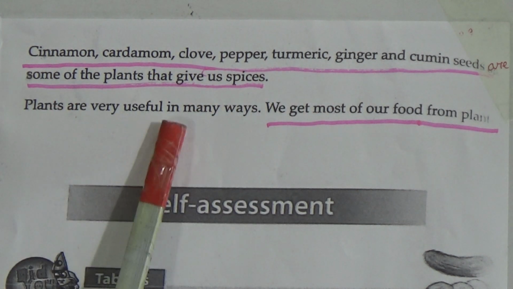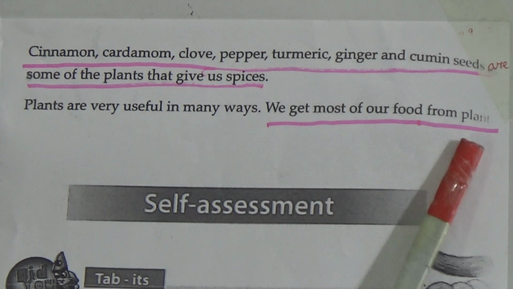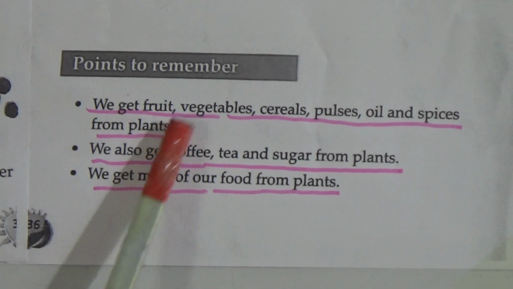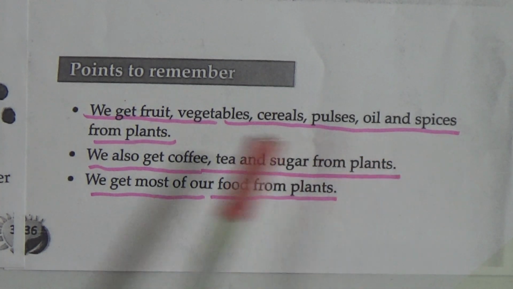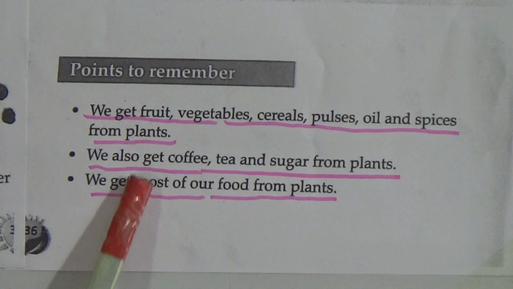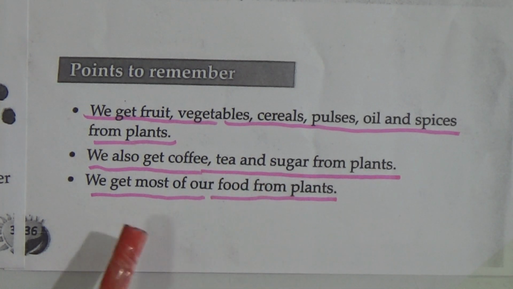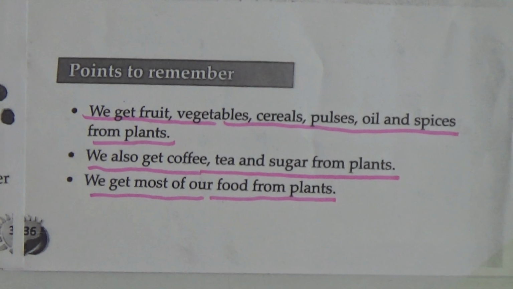Plants are very useful in many ways. We get most of our food from plants. Now come to this points to remember. We get fruit, vegetables, cereals, pulses, oil and spices from plants. We also get coffee, tea and sugar from plants. We get most of our food from plants.